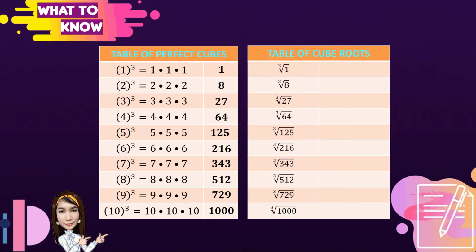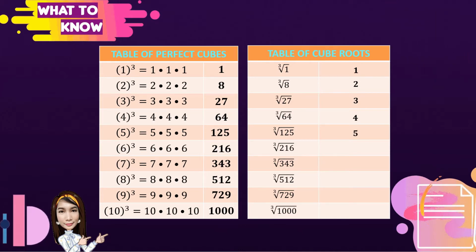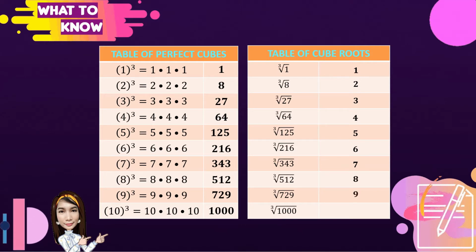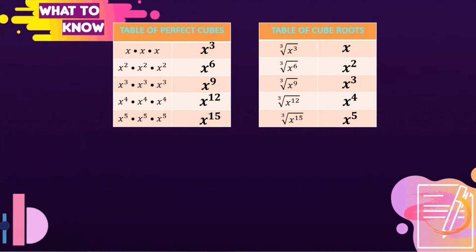So here is the list of cube roots. Getting the cube root of a perfect cube is considered the reverse process of multiplication. So the cube root of 1 equals 1, cube root of 8 equals 2, cube root of 27 equals 3, cube root of 64 equals 4, cube root of 125 equals 5, cube root of 216 equals 6, cube root of 343 equals 7, cube root of 512 equals 8, cube root of 729 equals 9, and last we have the cube root of 1000 equals 10. We're done with the coefficients and constants.